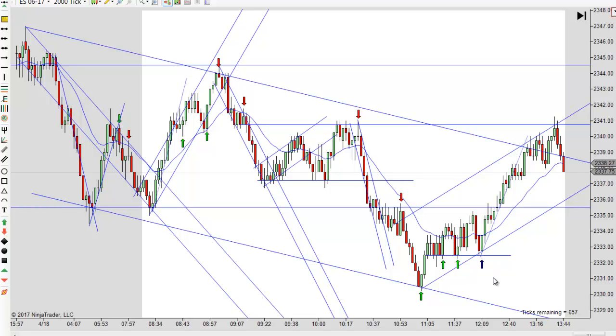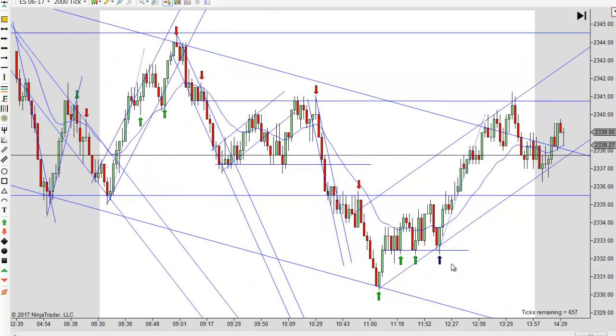So you really could have entered on any one of those, but you didn't have a whole lot of information until this third push up. And so I really like that one. And look at it go. And that was when most people understood what was going on, and off it goes.